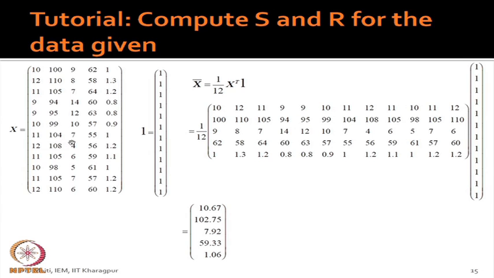I want to compute the mean. As there are n data points, I created one unit vector with n data points. So, my n is 12 here, so it is a 12 cross 1 vector. Then x bar is 1 by 12 x transpose 1. When I multiply all those things, I got these values. Profit mean is 10.67, then sales volume 102.75, 7.92 is your absenteeism, then breakdown 59.33, and 1.06 is the M ratio. So, your first step will be to find x bar, and you use this type of formulation.